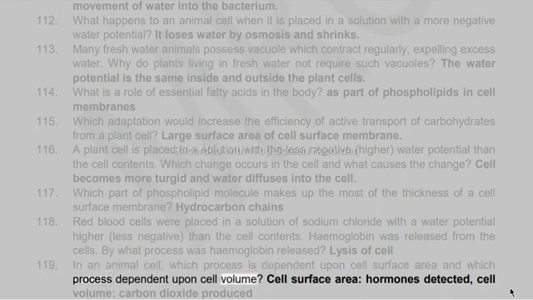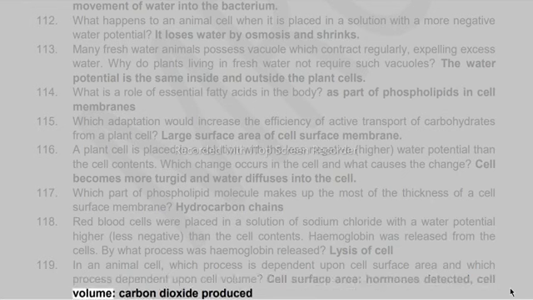119. In an animal cell, which process is dependent upon cell surface area and which process dependent upon cell volume? Cell surface area, hormones detected; cell volume, carbon dioxide produced.